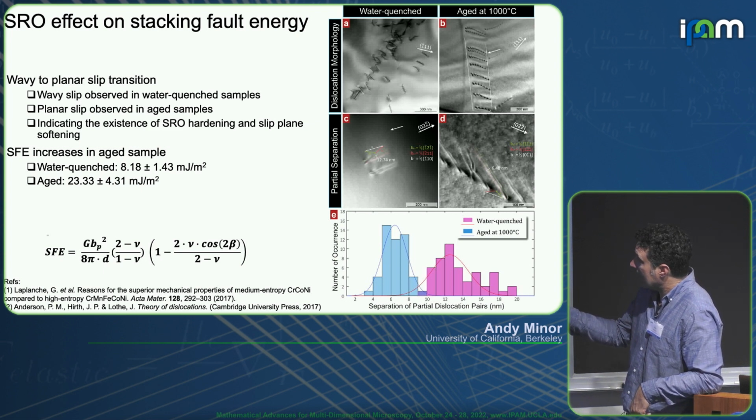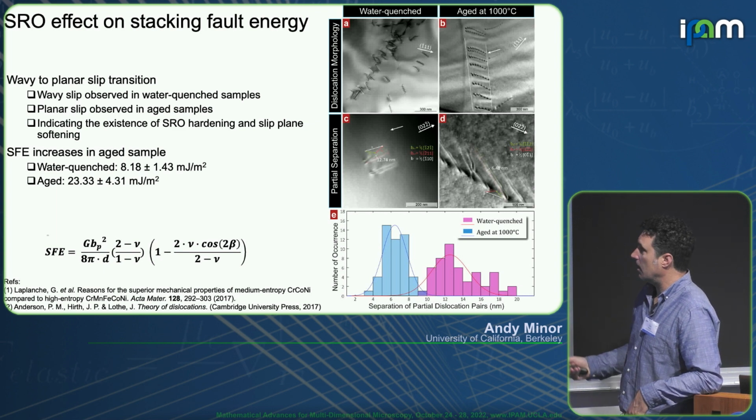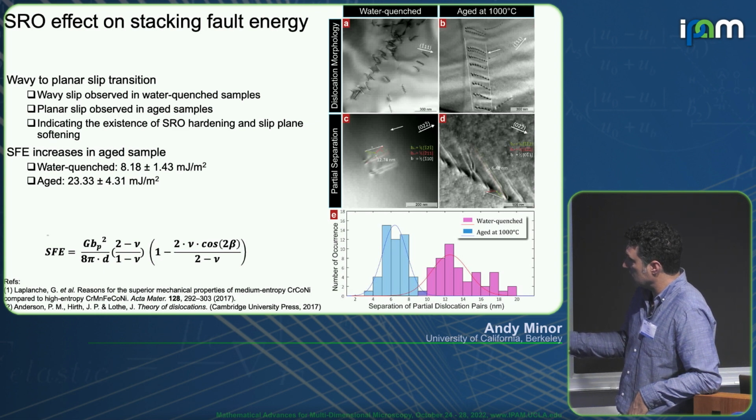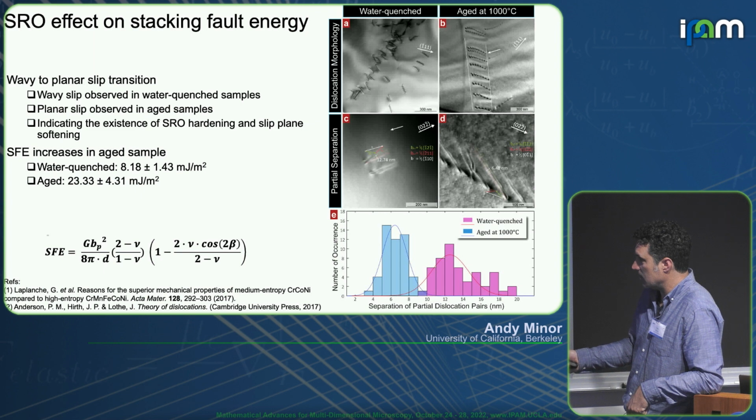And presumably a sample that's been aged has more short-range order in it. And then you can see here that in dark field you can see the two partials, and you can measure that distance between the two partial dislocations, and you can plot that separation right here. So the water quenched has a larger separation, which leads to a smaller stacking fault energy. And the aged has a smaller distance, which leads to a larger stacking fault energy.